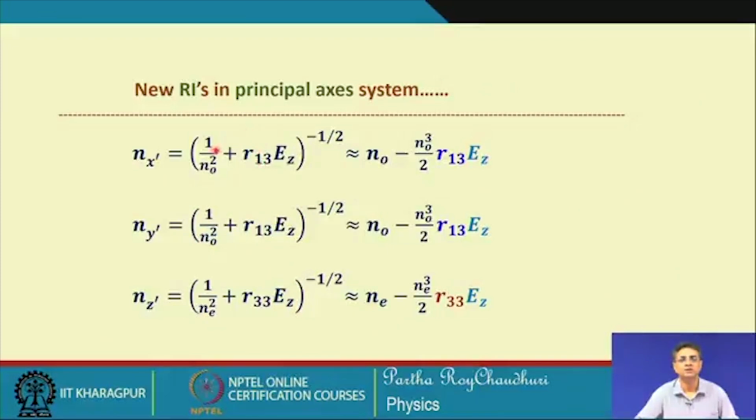So, this gives you the new refractive index seen by the wave which has a polarization along the new x prime direction, and this is along the new y prime direction. And this is along the z dash direction. So, these are the new refractive indices, which you can see that these two are again the same, they have incremented by the same amount, and this is different. So, it again remains uniaxial.